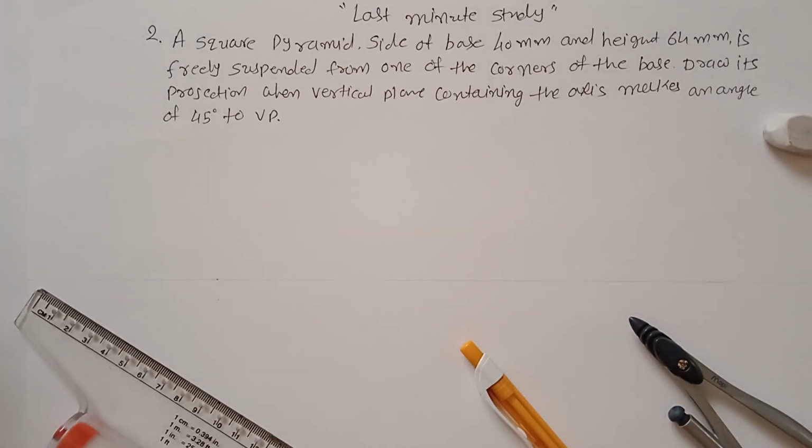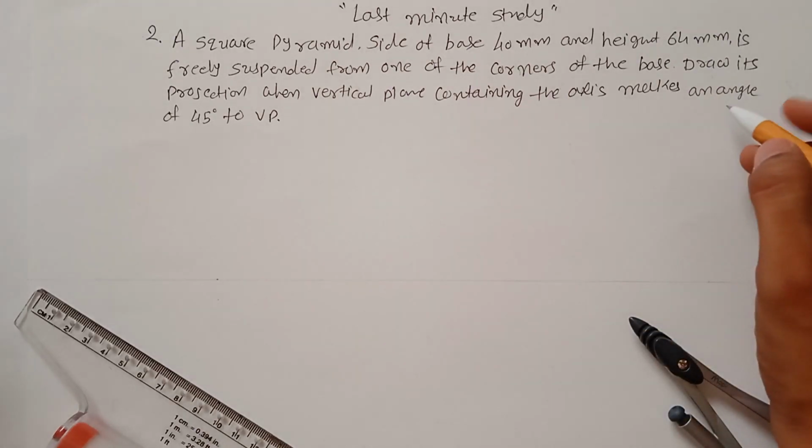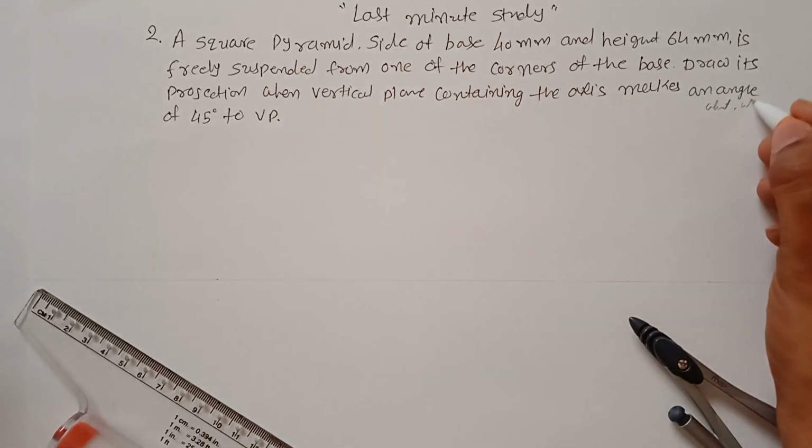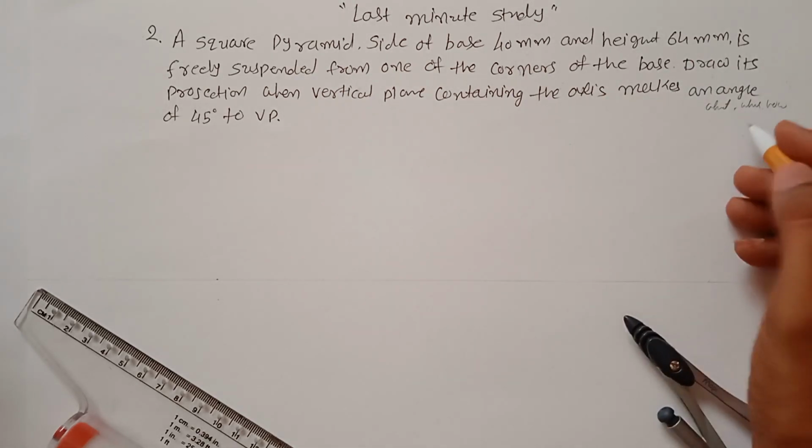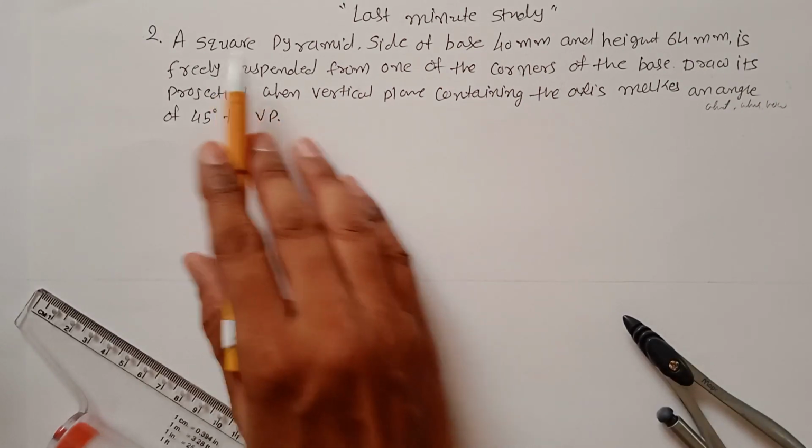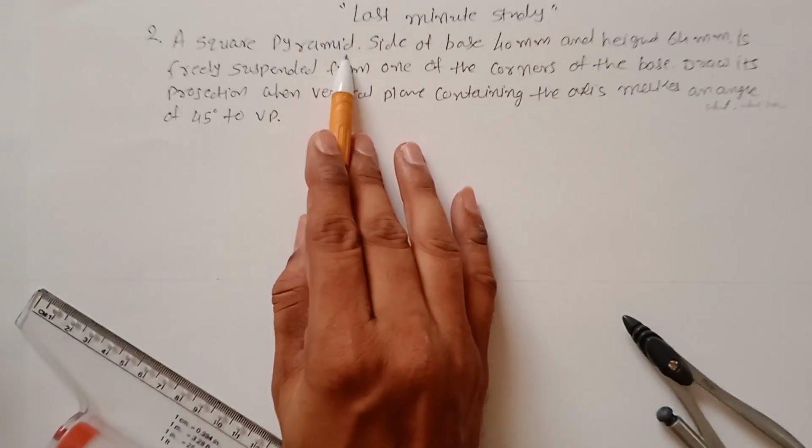Problem number 2 from projection of solid. Here, the terms you have to find out are what it is, which plane it is, where it is, and how. So first of all, which solid? It is a square pyramid.